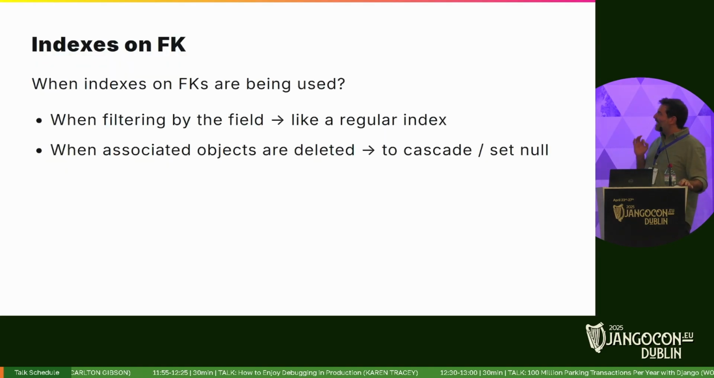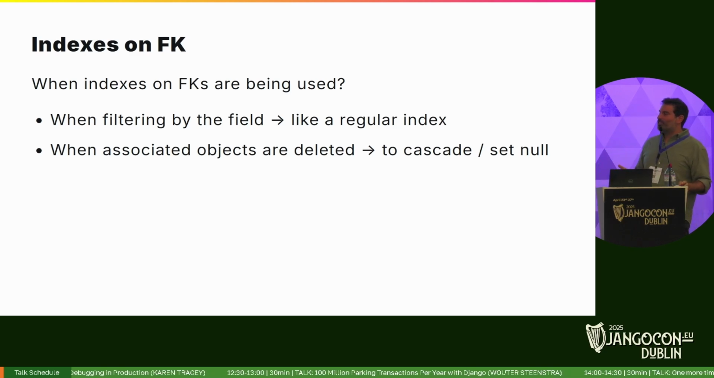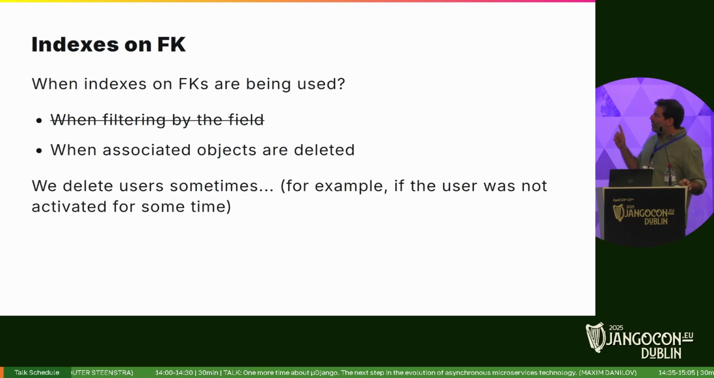So how exactly are indexes on foreign keys being used, okay? So the first use is pretty straightforward. Like when you do select star from products where created by equals Haki, then the index is being used, right? We said that this is not the case for us, right? We don't use that.